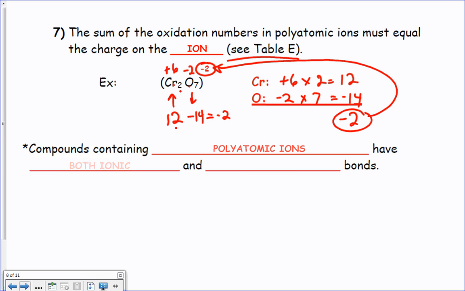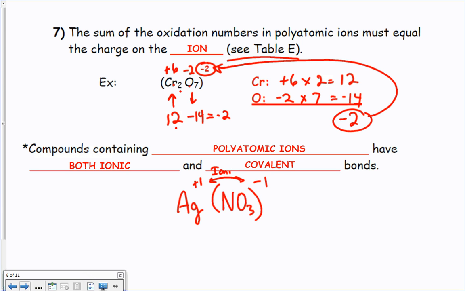One common question that we're always going to come across: which of these following compounds has both an ionic and a covalent bond in it? You're looking for a polyatomic ion within it. Let me give you a quick example. NO3 is nitrate, and a lot of times it's bonded with, say, silver, as in silver nitrate. Well, we know we have an ion here at a +1 and a polyatomic ion at a -1. So when the two ions hook up, I have an ionic bond.